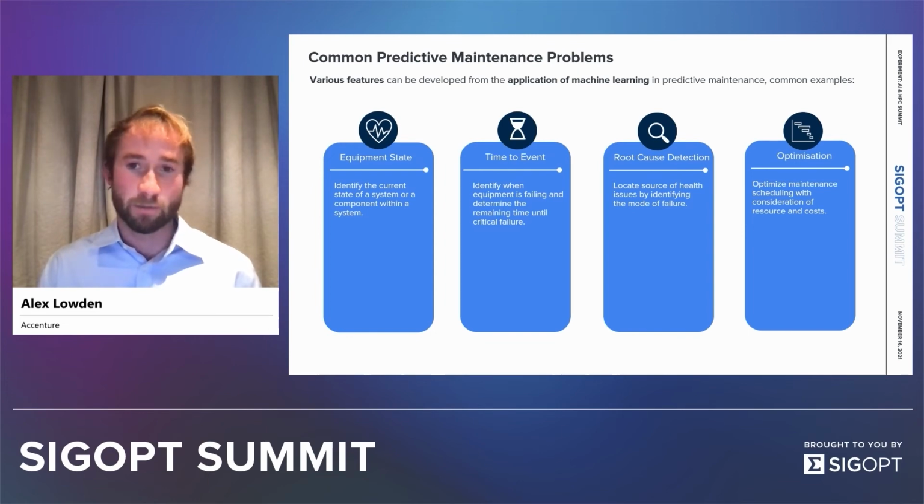And the final element is optimization, which is a combination of the previous three with considerations of resource and risk, effectively solving for the optimal time to intervene, to fix equipment, to repair equipment, etc.